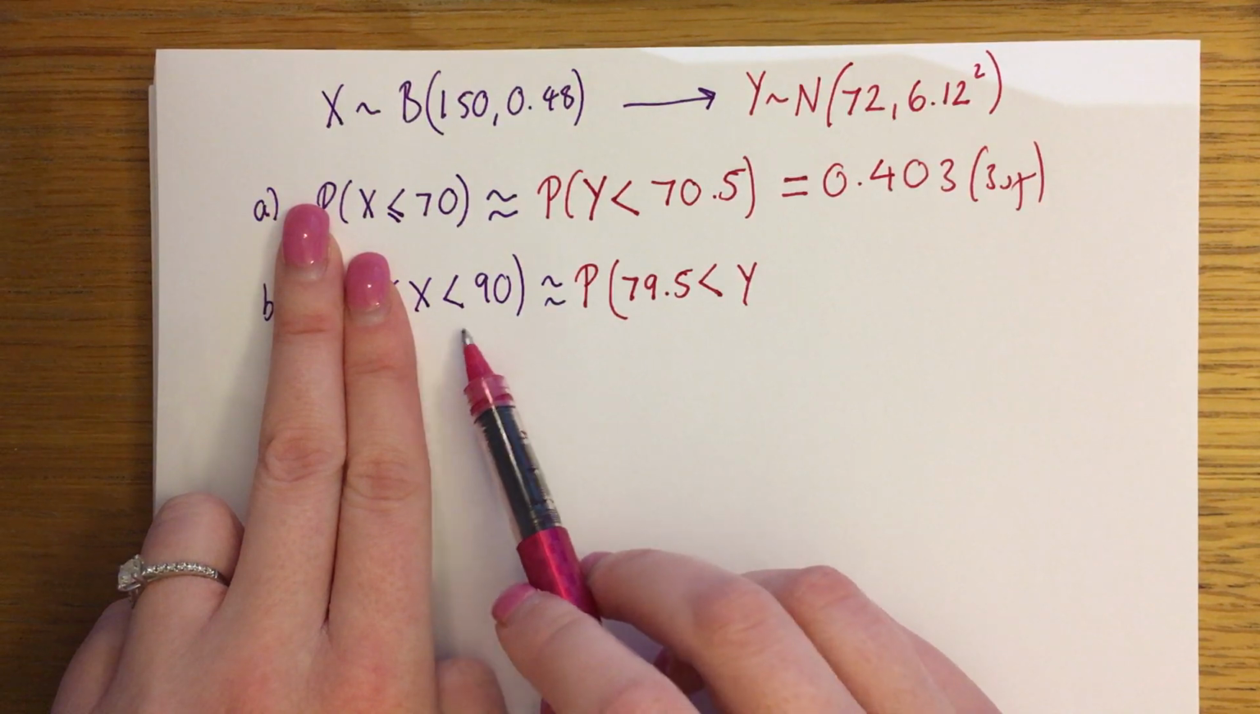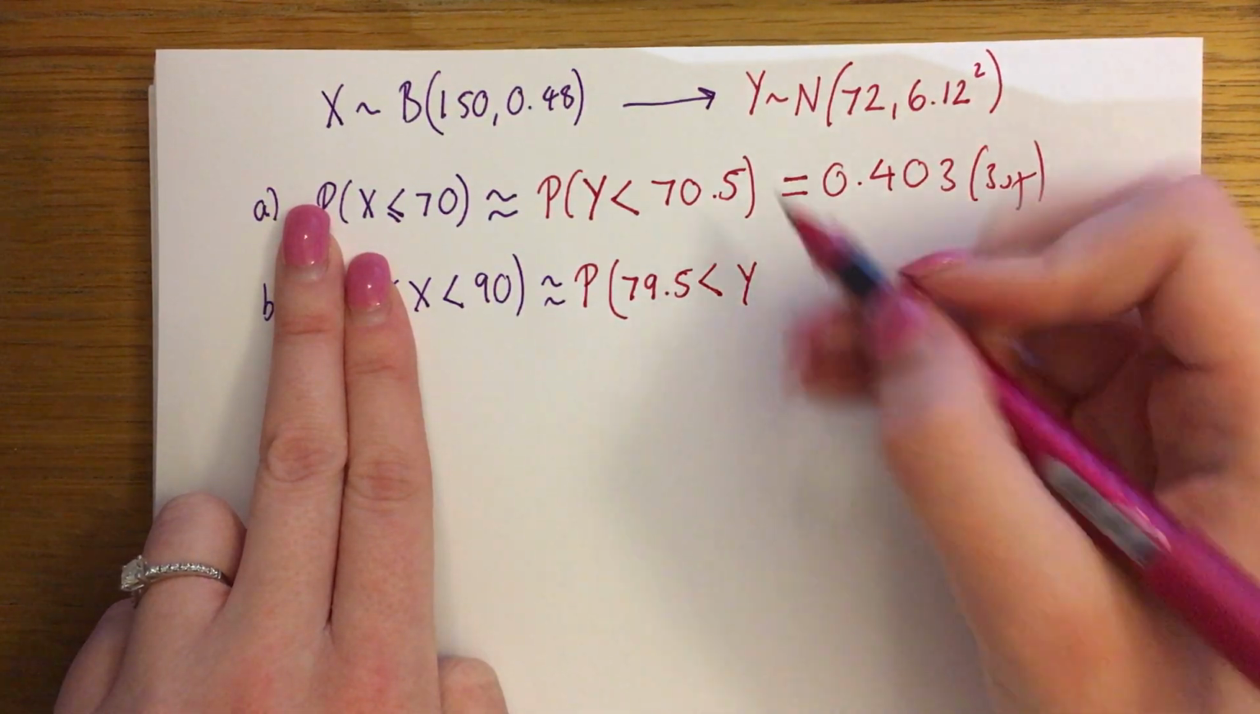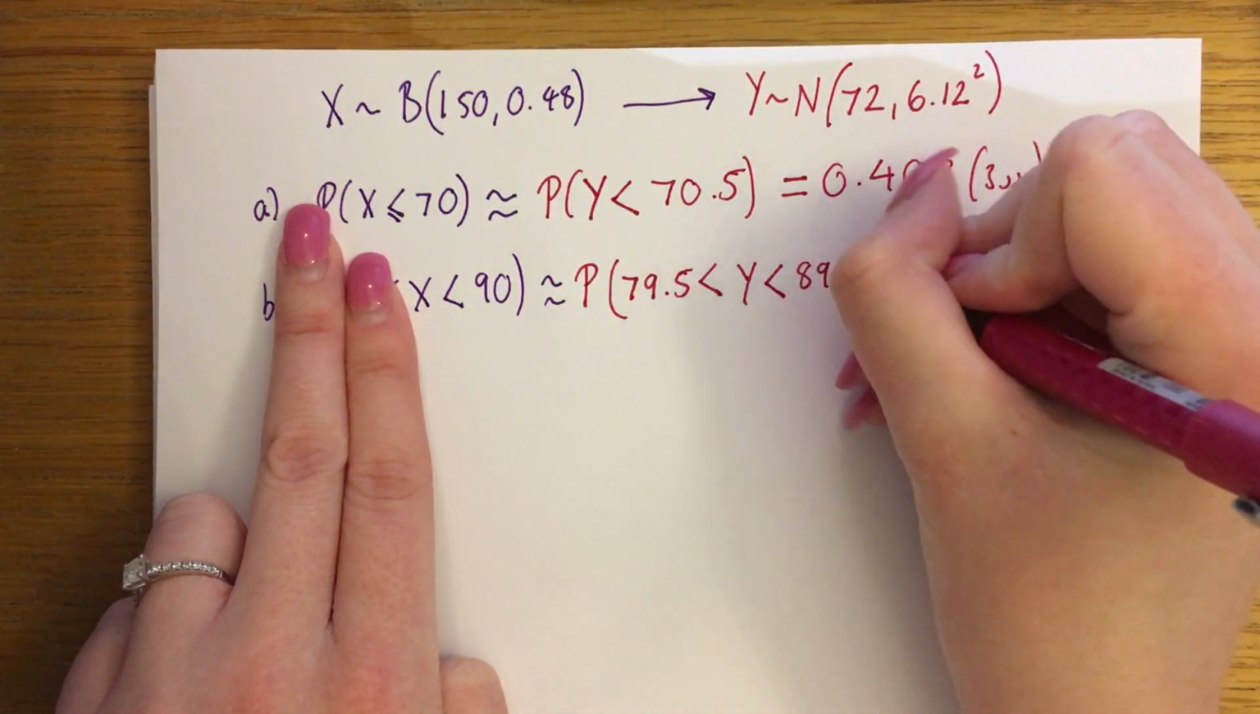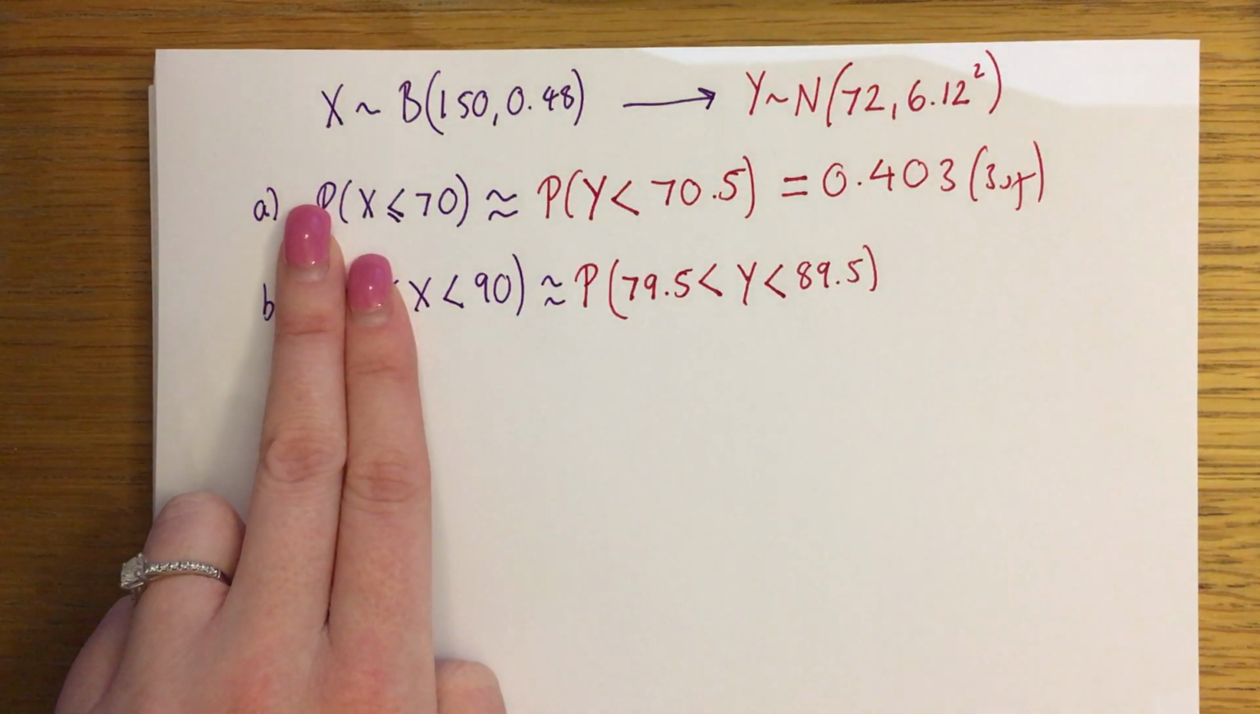On the other side, I've got x is less than 90. So I do not want anything which could round to 90, because I don't want to include 90. So I need 90's lower bound.